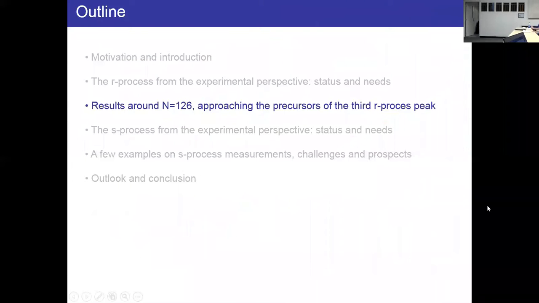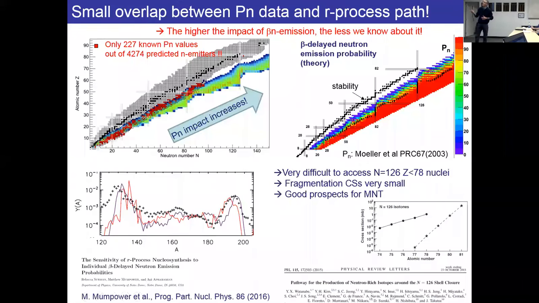So this was essentially the main motivation why we performed an experiment trying to measure beta decay half-lives and neutron branching ratios as close as possible to the neutron shell closure at N equal 126, as close to the r-process path as possible.